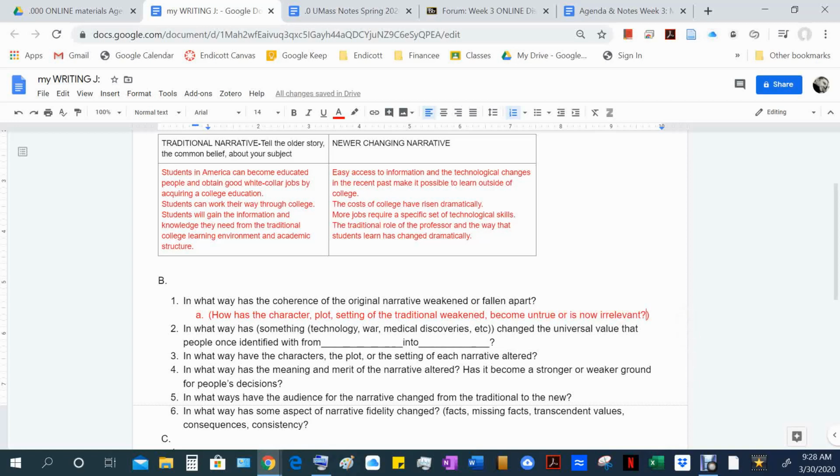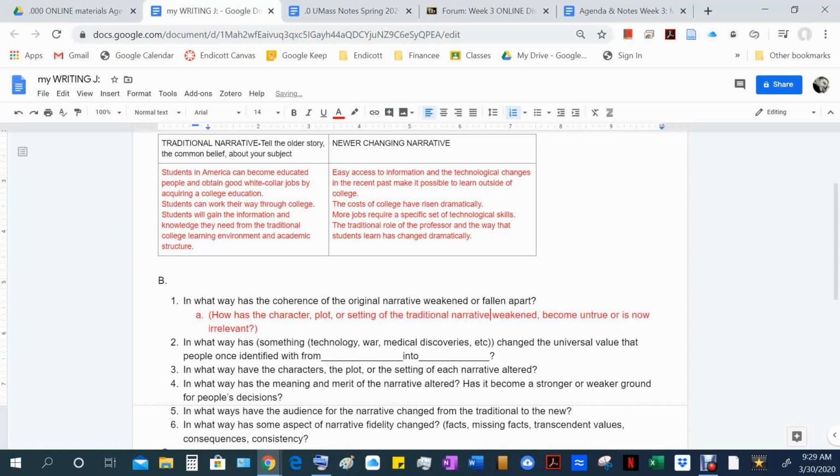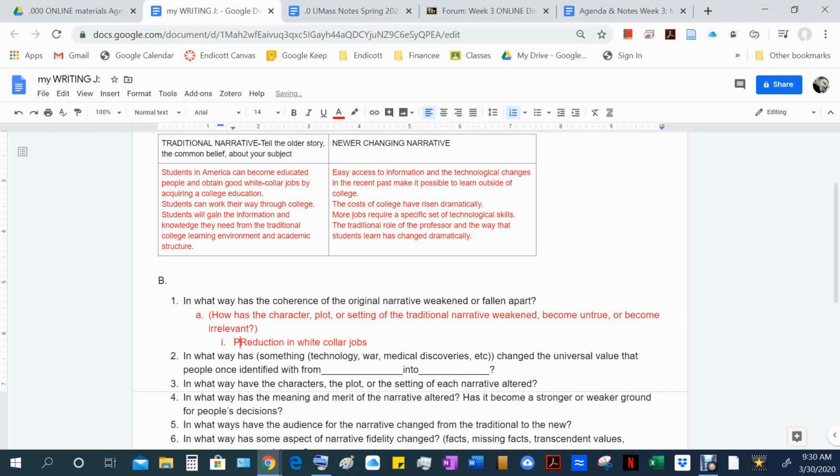So how is the character, plot, or setting of the traditional narrative weakened, become untrue, or become irrelevant, I guess. So this would be a change in sort of the plot, right? The plot of the old story was I go to college, I get a degree, and I go get a white-collar job. Like I become a manager in an insurance company. So one change in that is that there are now fewer white-collar jobs that exist.